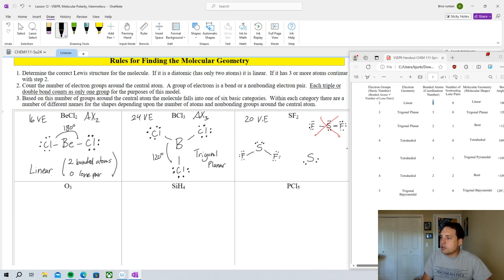where I can use the wedge and dash notation, where the wedge refers to atoms that are coming out of the plane, and the dash refers to atoms that are going into the plane. So I drew it upside down, doesn't really matter. But yeah, you can draw it this way as well too.